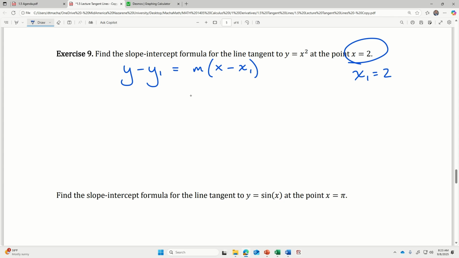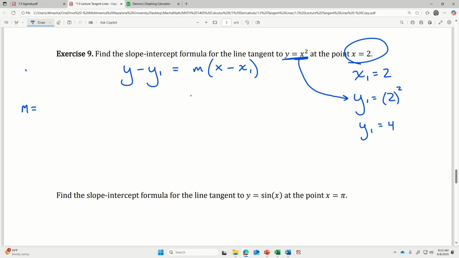And my y1 is going to be what I get when I use my function to evaluate the y value when x is equal to 2. That would be 2 squared in this case. So we'll say y1 is 4. And then the m part, the slope of my tangent line, should be the derivative of this function, evaluated at the point x equals 2.